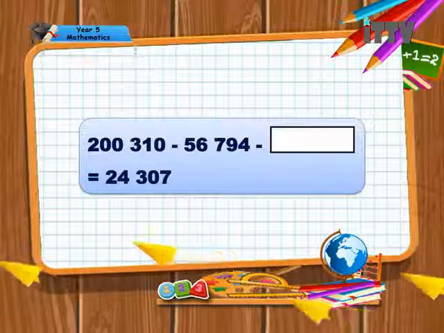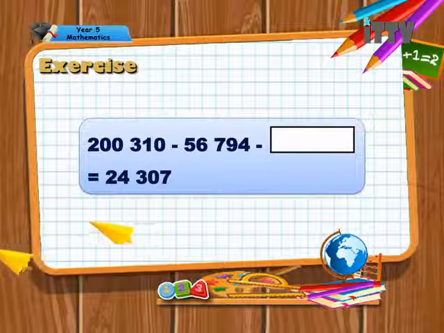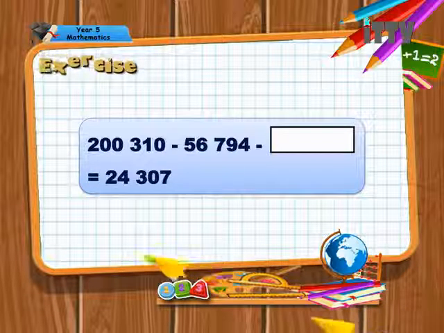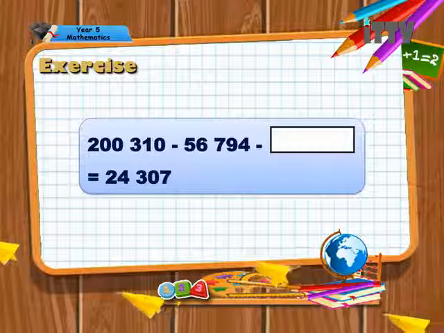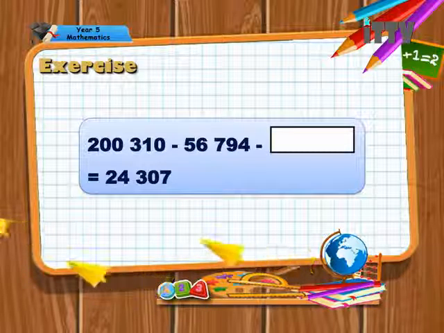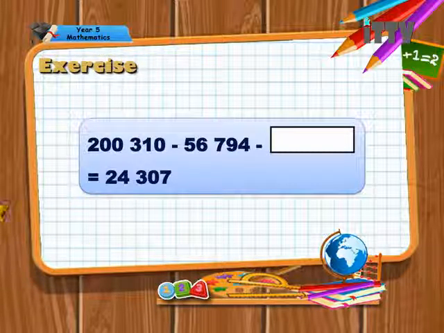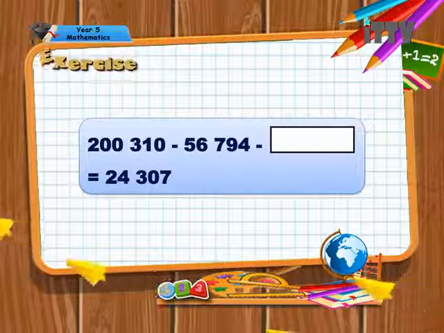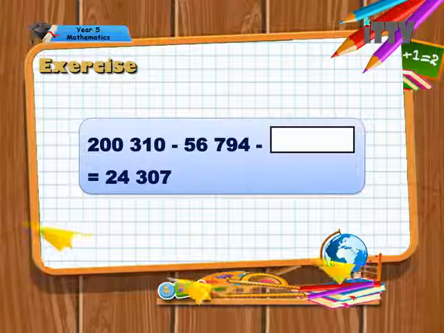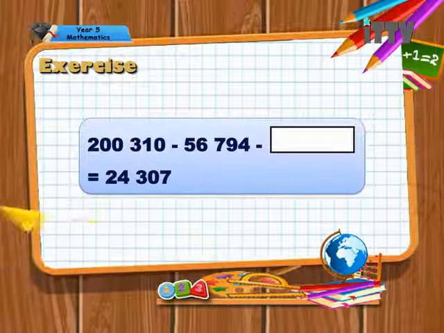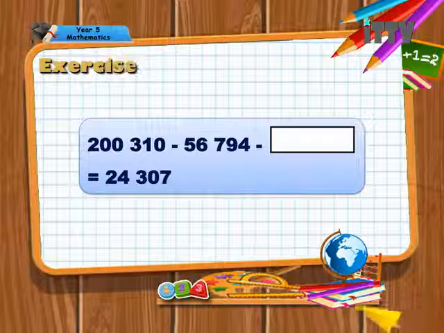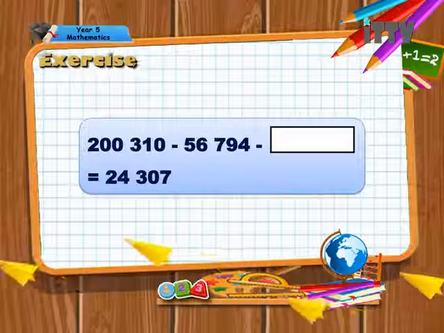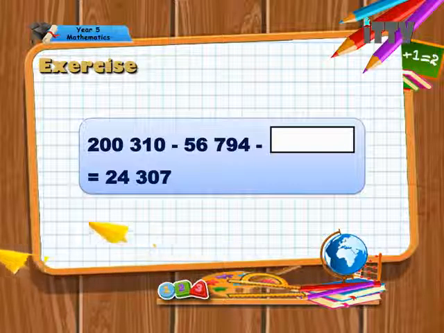200,310 minus 56,794 minus blank equals to 24,307. Gotten the numbers? Okay, let me just repeat it quickly. 200,310 minus 56,794 minus blank equals to 24,307. Okay, and question number 2 goes like this.